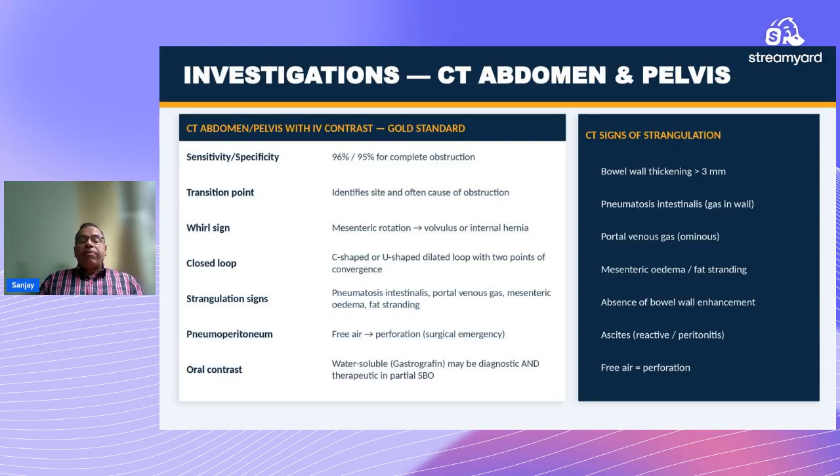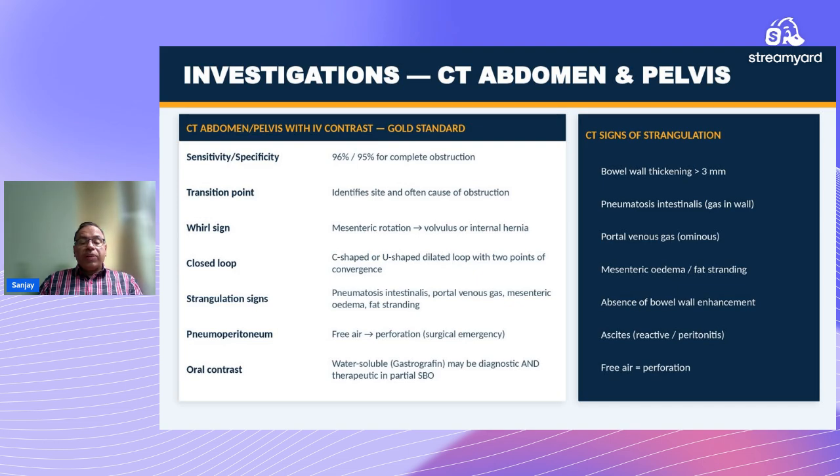CT abdomen and pelvis with IV contrast remains one of the gold standard investigations for a case of intestinal obstruction. It has almost 96% sensitivity and 95% specificity for complete obstruction. It clearly identifies the site of obstruction as well as the cause of obstruction. It would also tell you whether there is any closed loop obstruction or not.